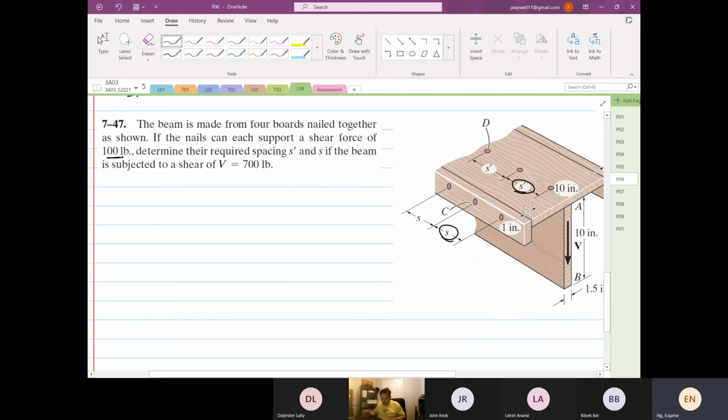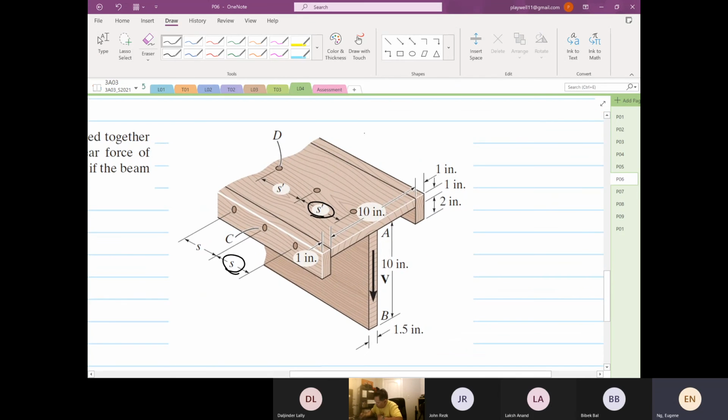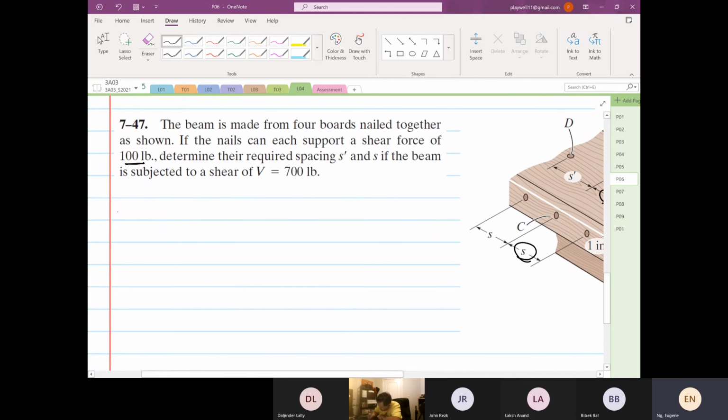So we are given the resistance force. Now this type of beam, I want to introduce you to this term, is known as the wide flange. I want to introduce you to this terminology. You will get used to it later on. So we know that the resistance force per nail is 100 pounds. So we want to find the spacing, and we know that the Vy is 700 pounds.